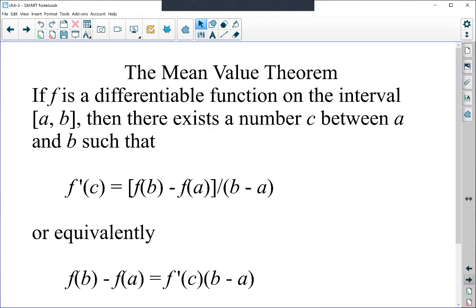F of b would be the y value at one end minus f of a, y value at the other end, divided by b minus a. Sometimes it's written, multiplying both sides by b minus a. So you get f of b minus f of a equals f prime of c times b minus a.